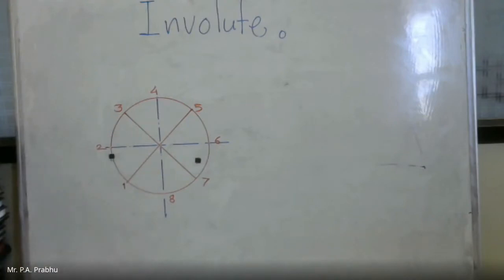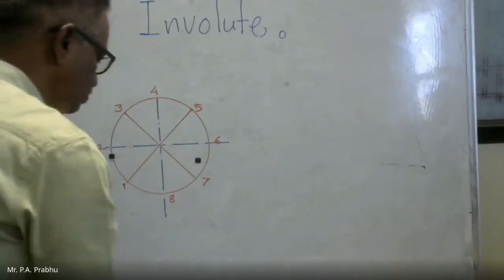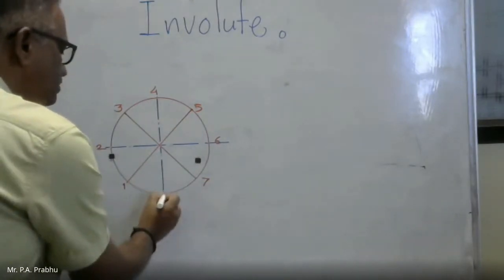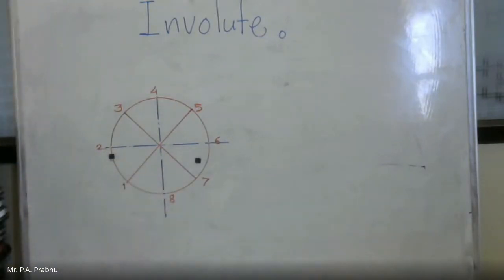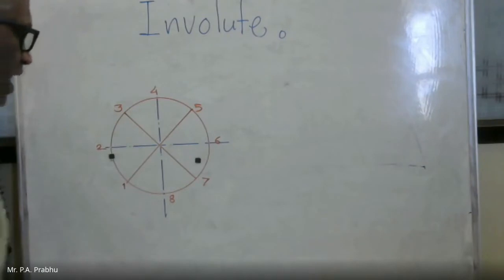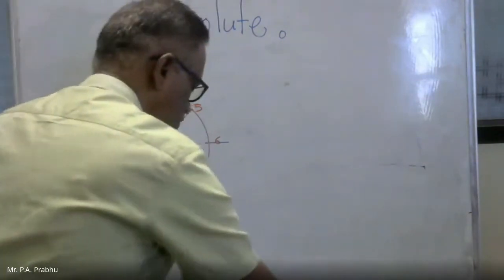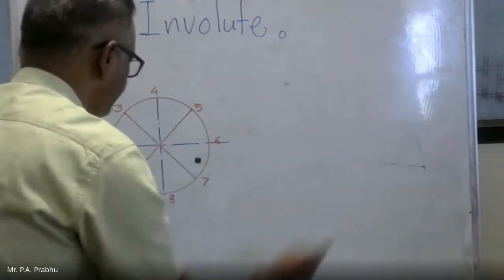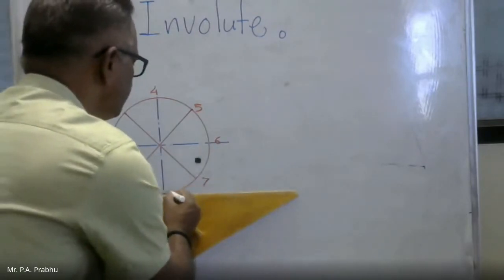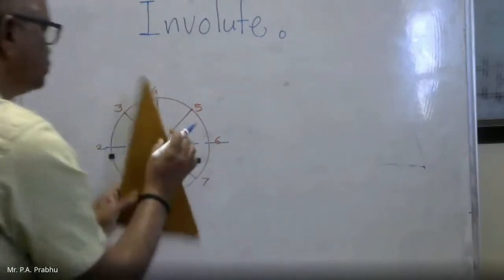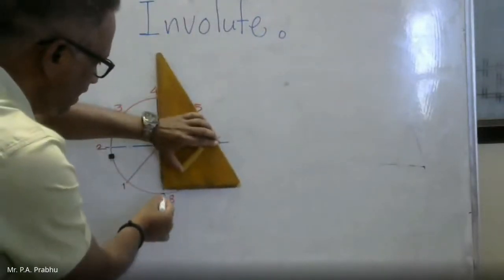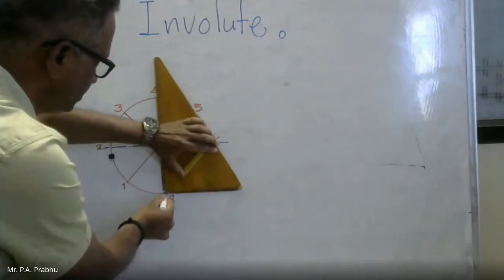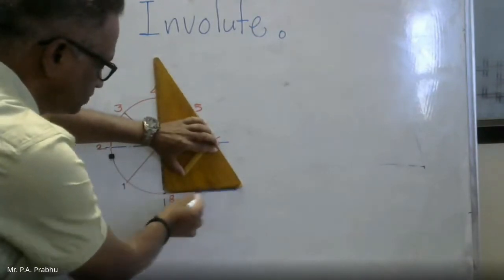Okay. Then a thread is wound. Okay. So I will assume that one end of the thread is fixed here. Okay. Then at this point I will draw a tangent. So use your set square and at the lowermost point of a circle, draw the tangent.